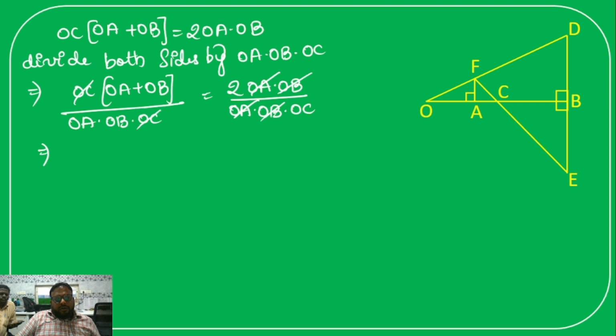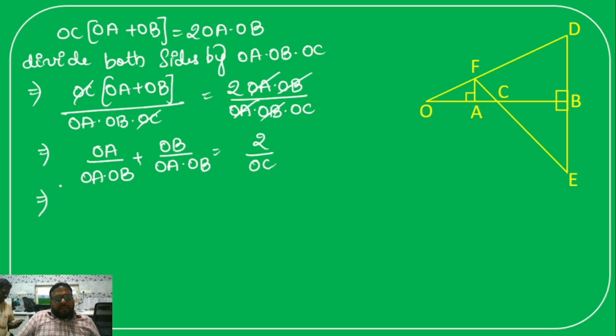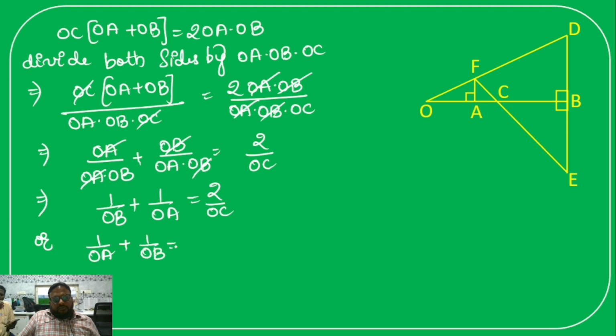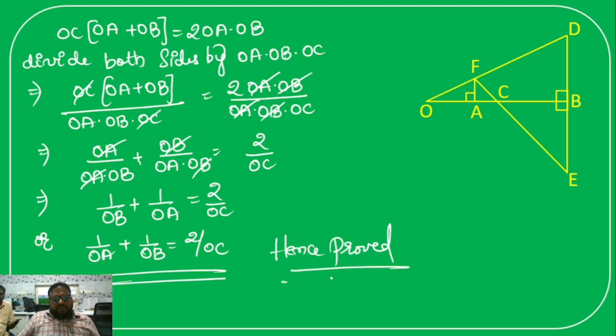Now I'll split this denominator for both these terms. So I'll get OA by OA into OB plus OB by OA into OB is equal to 2 by OC. Here you can see OA gets cancelled, OB gets cancelled. And what I am left with? 1 by OB plus 1 by OA is equal to 2 by OC. Or else 1 by OA plus 1 by OB is equal to 2 by OC. This is what you have to prove, right? Hence, proved. So for the next question, we'll meet once again. Thank you.